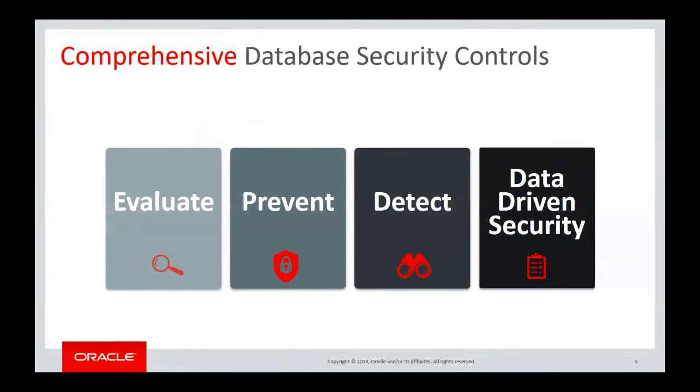Taking a step back, as we look at securing an Oracle database, we normally divide our controls up into 4 different areas. Probably the first one most people look at is you want to evaluate what your current state is, and we have a couple of things that we give you to help do that. You want to look at ways to prevent things you don't want to happen from happening, preventive controls, detect when someone's doing something wrong. And then we have a special class of controls called data-driven security.